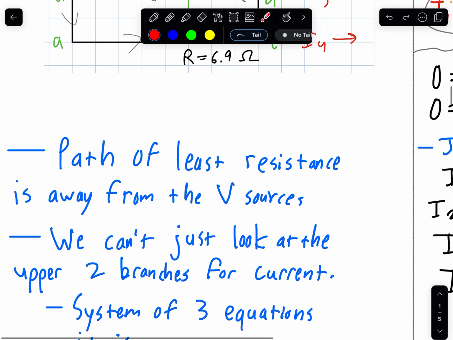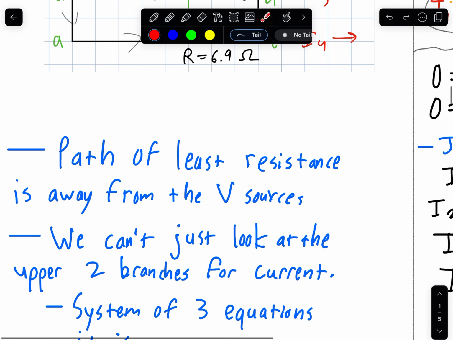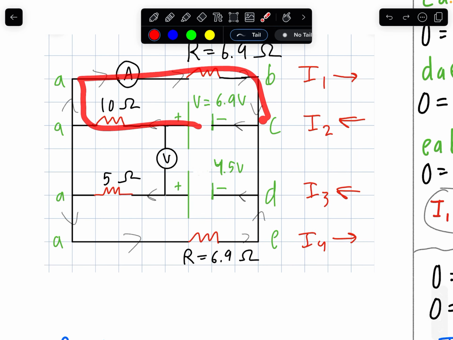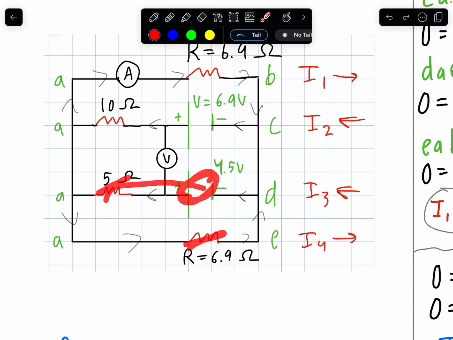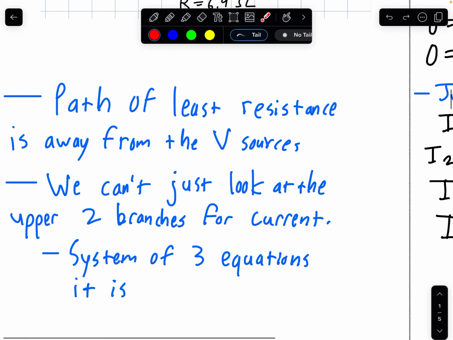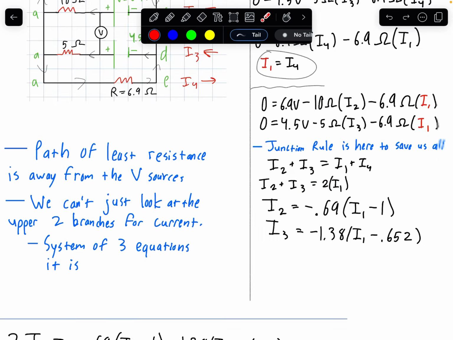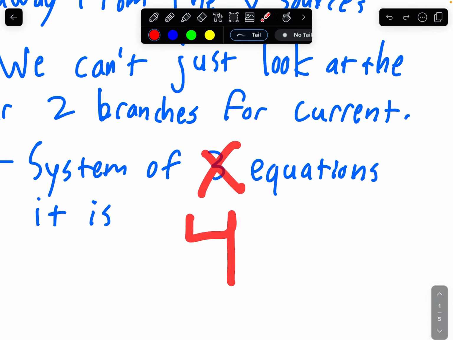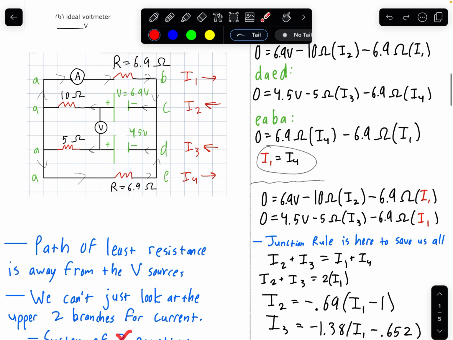So the path of least resistance is away from the voltage sources, and we can't just look at these upper two branches for the current, because the current is still affected by this voltage source and the resistors. So a system of equations it is. Maybe it's really a system of four equations, but the fourth one is a little ace up our sleeve. We'll get to that later.